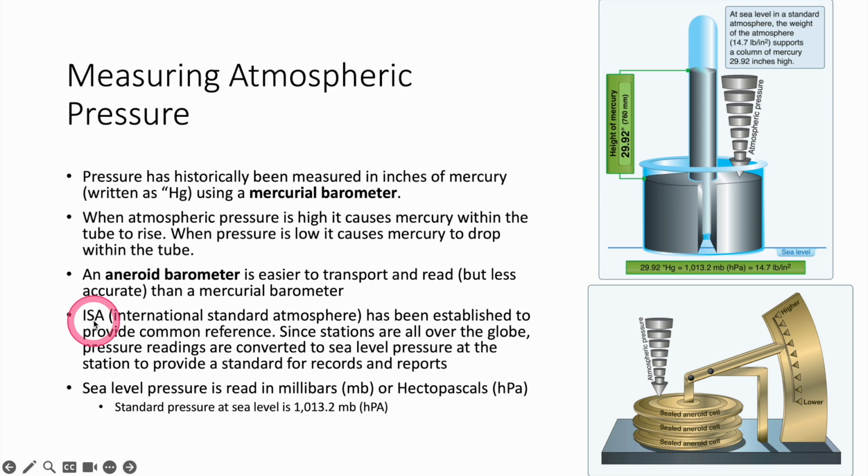So ISA, we talked a little bit about it. That stands for International Standard Atmosphere, and that's been established to develop a common reference. So obviously aviation exists across the globe, weather stations exist across the globe, and so they need a way of standardizing measurements. And so they're always going to translate inches of mercury to sea level pressure, which is read in millibars or hectopascals. So we know that standard in inches of mercury is going to be 29.92. Reading that in millibars, it's 1013.2.